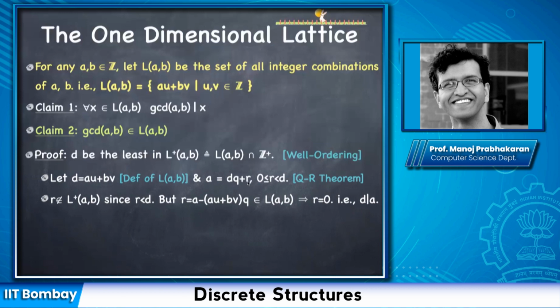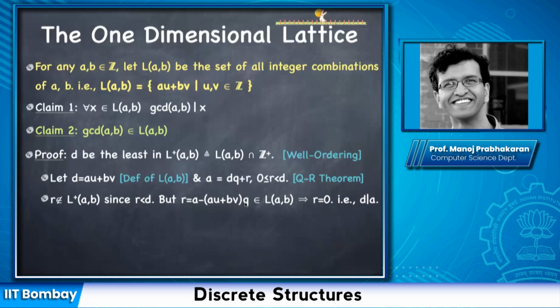So what do I know about R? R is strictly less than D. By definition of how I picked D, D is the least element, so R cannot be in this set, right? Because R is strictly less than D, and D was supposed to be the least element in the set. So R cannot be in this set. On the other hand, R can be written as A minus DQ, right? And D itself is AU plus BV.